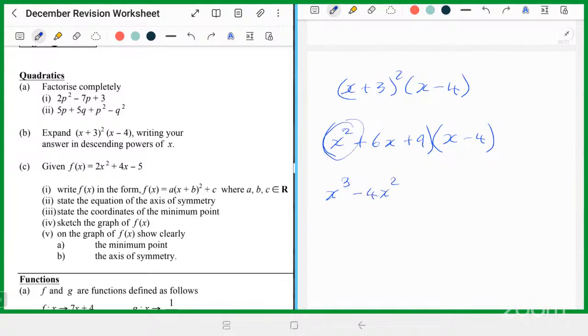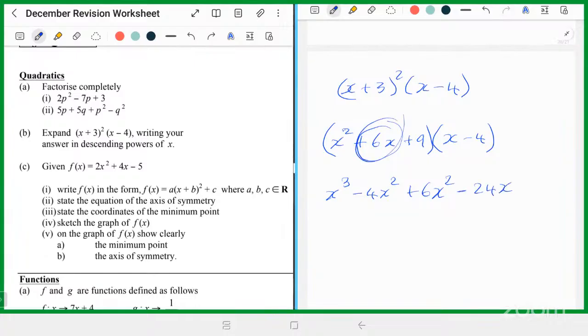Now it's time to use the 6x. So it's going to be 6x times this x and 6x times this negative 4. So 6x times this x is plus 6x squared. And 6x times this 4 is negative 24x. So we're going to get minus 24x. And so we have done with the 6x now.